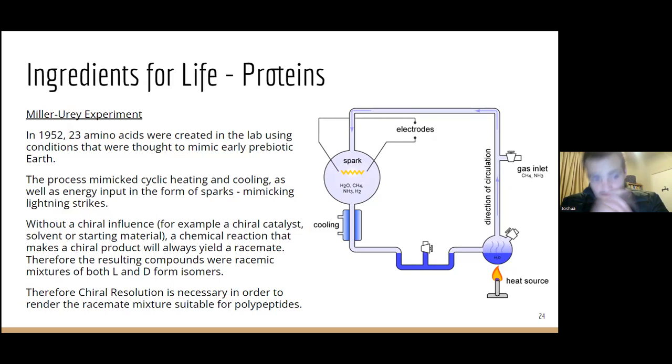So without a chiral influence, for example a chiral catalyst, solvent or starting material, a chemical reaction that makes a chiral product will always yield what they call a racemate, which is basically a pure mix of all of the elements. So half would be left-handed and half would be right-handed in a simple isomer. Therefore, the resulting compounds were racemic mixtures of both L and D form isomers. So therefore, chiral resolution is necessary in order to render the racemate mixture suitable for polypeptides in the human body. Okay, and I'll go over some of those later.